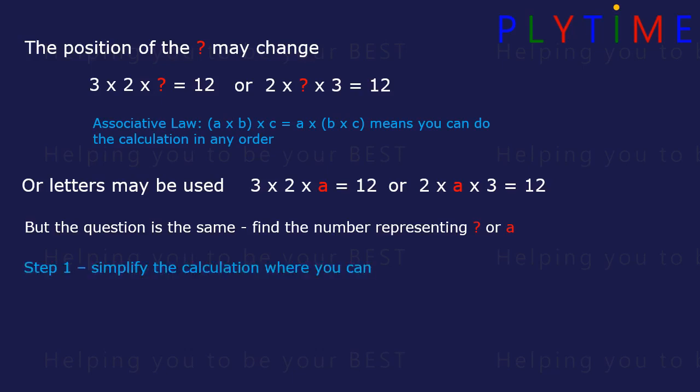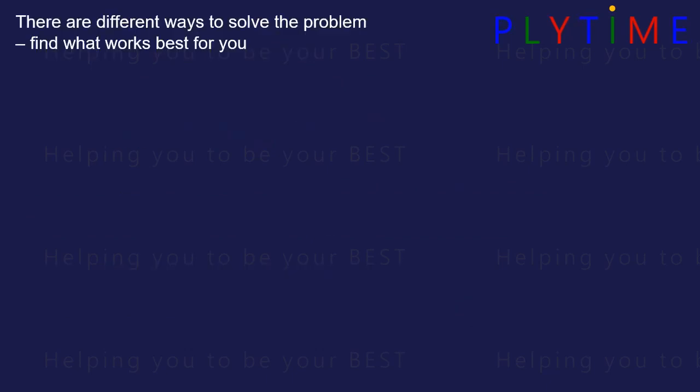So we simplify the calculation where we can. 3 times 2 equals 6, so 6 times A equals 12. To get the A on its own, we need to divide both sides by 6 to keep the equation balanced. So A equals 12 divided by 6, which is 2. There are different ways to solve the problems. We need to find what works best for you.